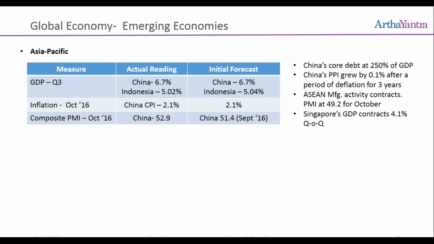But if you look at the rest of the Asia Pacific, which primarily is ASEAN, the Southeast Asian nations, the manufacturing activity is actually contracting. It stands at about 49.2 for the month of October. This is primarily because even though there is growth in China, China also has an overcapacity, so it can actually help itself while at the same time exporting to the rest of the world.